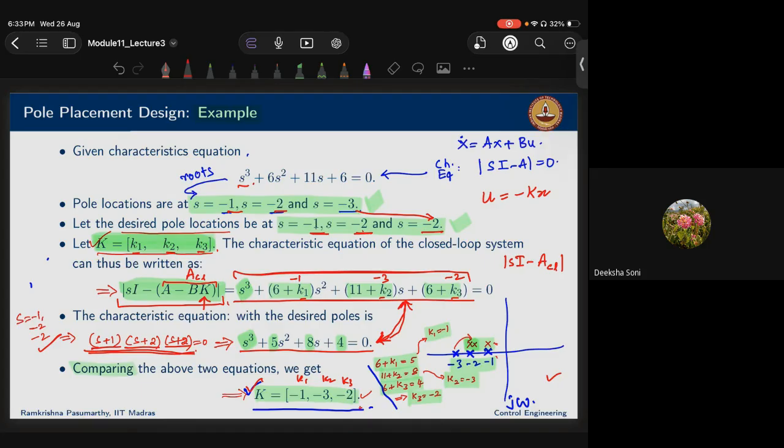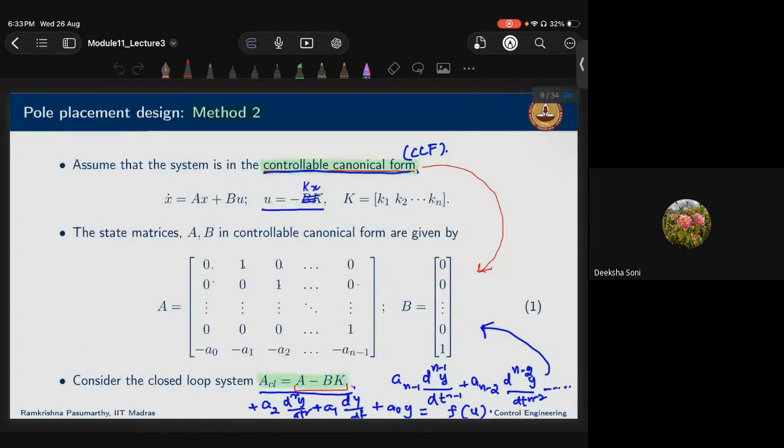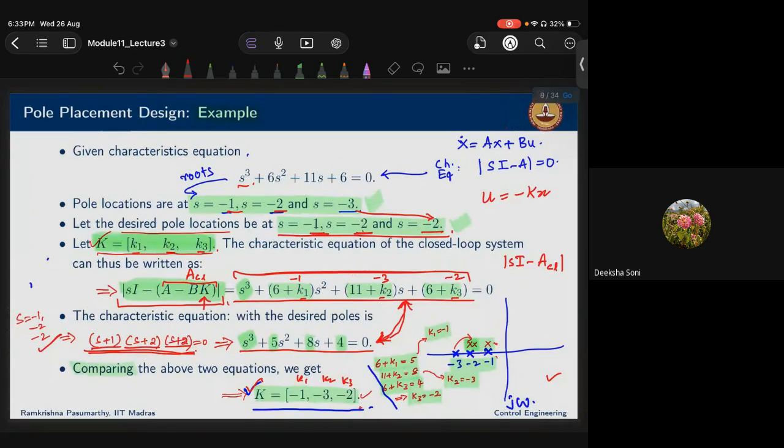Here our job is to find the K which places the poles at the desired pole locations. So we simply find this by using the comparison. Any doubt here? Our main job is to find that K. Based upon that, we have three methods. The first method is this one, a very basic method.